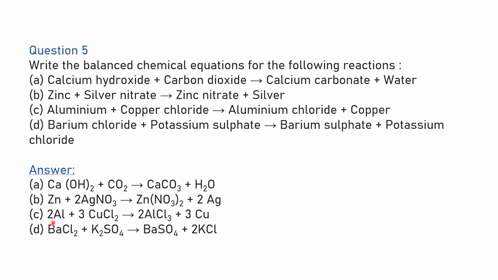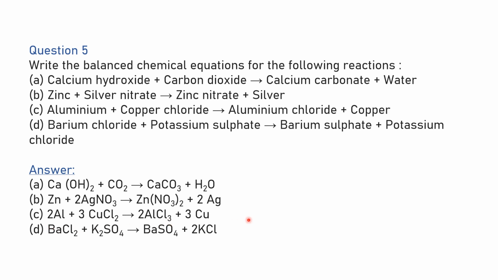Now aluminium plus copper chloride, Al, aluminium, copper chloride, CuCl2, right? Copper chloride, here we have taken valency of copper as 2, right? So Cl2. Cl has 1 valency, so you don't have to write 1. Copper has 2 plus valency. The 2 will be written with chlorine, right? CuCl2 plus AlCl3 plus copper, right? Aluminum has 3 valency. That is why Cl3 is written here.